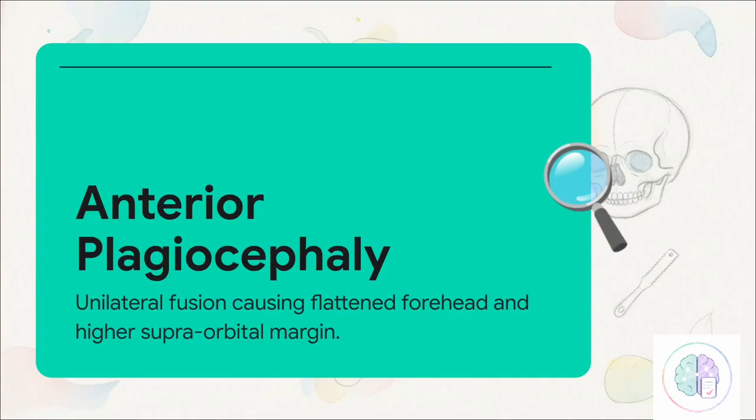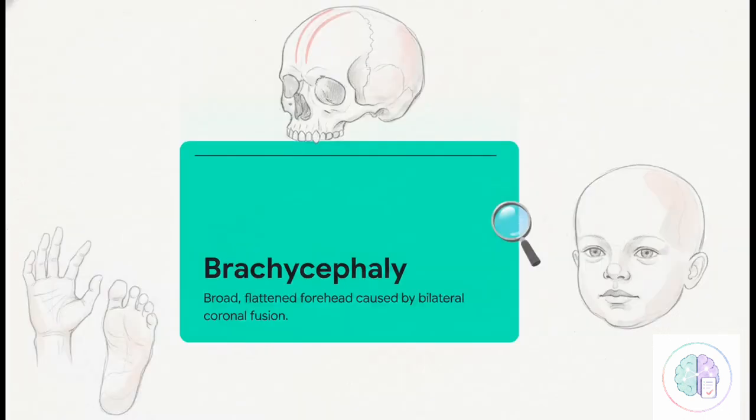When the coronal suture fuses on just one side, it causes a condition called anterior plagiocephaly. This presents as a flattened or even concave forehead on the affected side. Fascinatingly, the bone above the eye, the supraorbital margin, gets pulled higher than the normal side. This produces what is known clinically as the harlequin eye sign. Without treatment, the orbit rotates outward, producing amblyopia, the cheek flattens, and the root of the nose actually deviates toward the normal side. On the flip side, bilateral coronal fusion, where both sides close prematurely, causes brachycephaly.